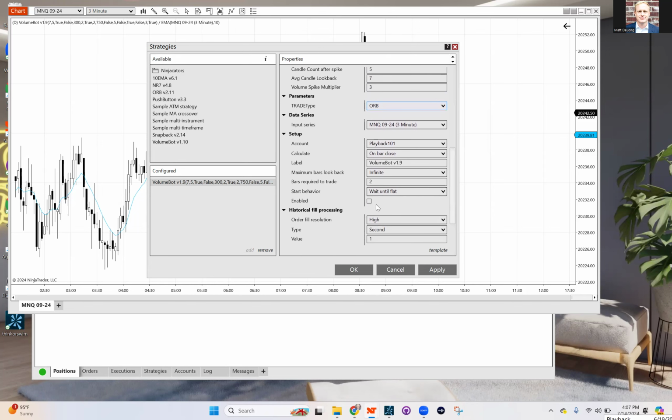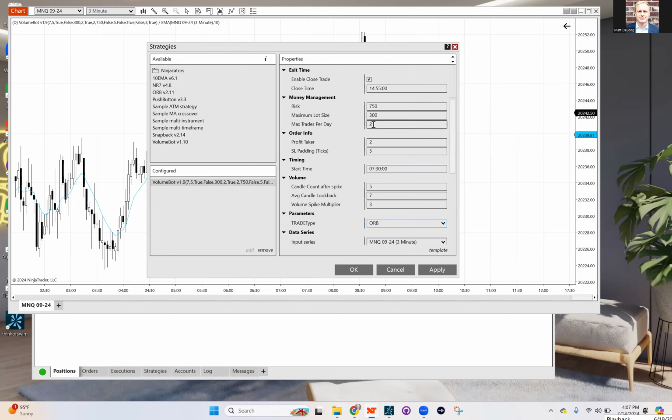And then we're only really trading when we're flat, meaning one trade at a time. But all these are configurable. We can set this to 5 trades a day, 6 trades a day, 67, whatever we want. We can set that here.